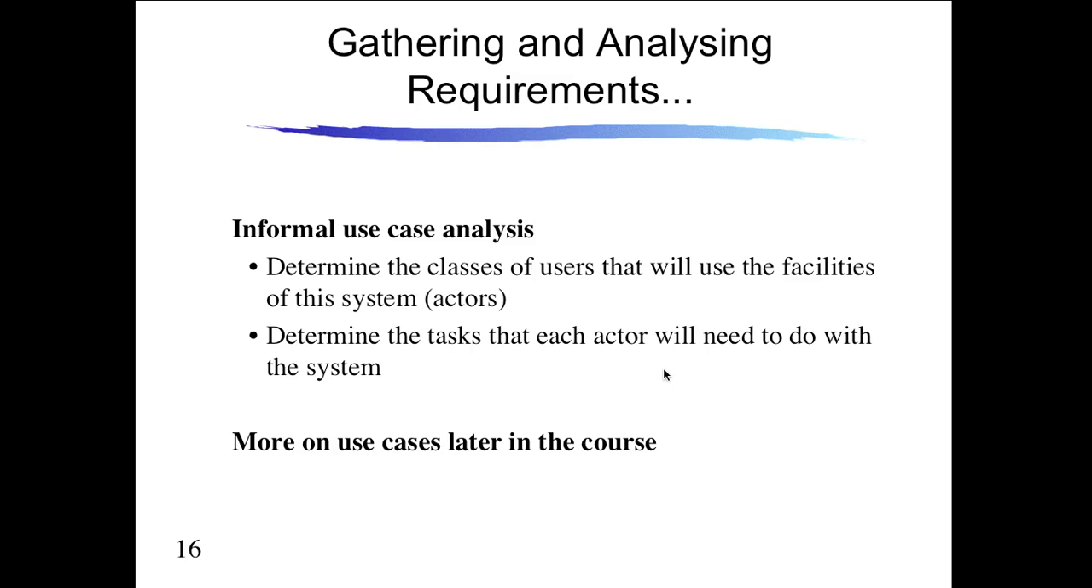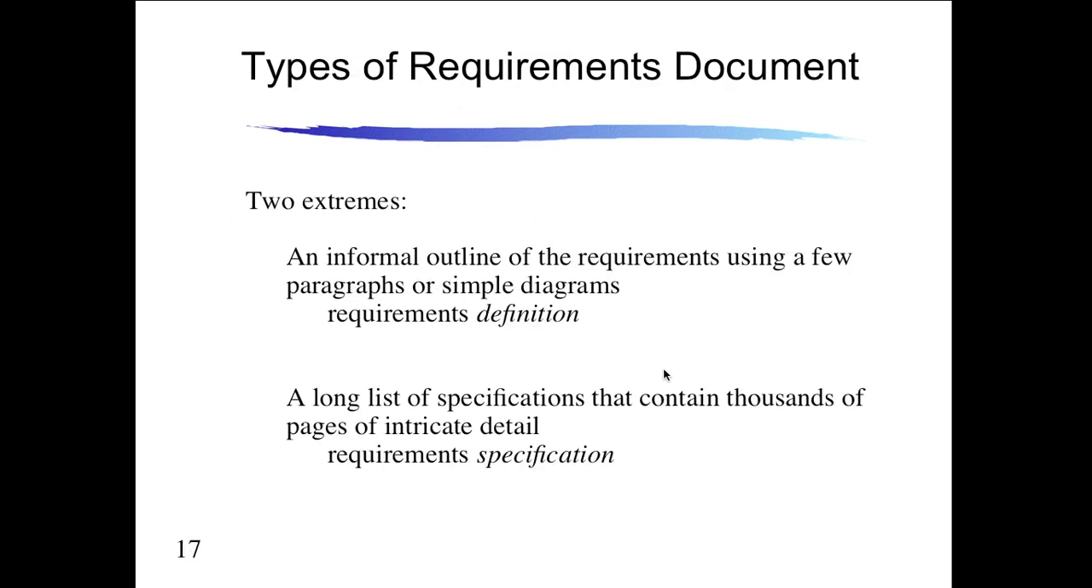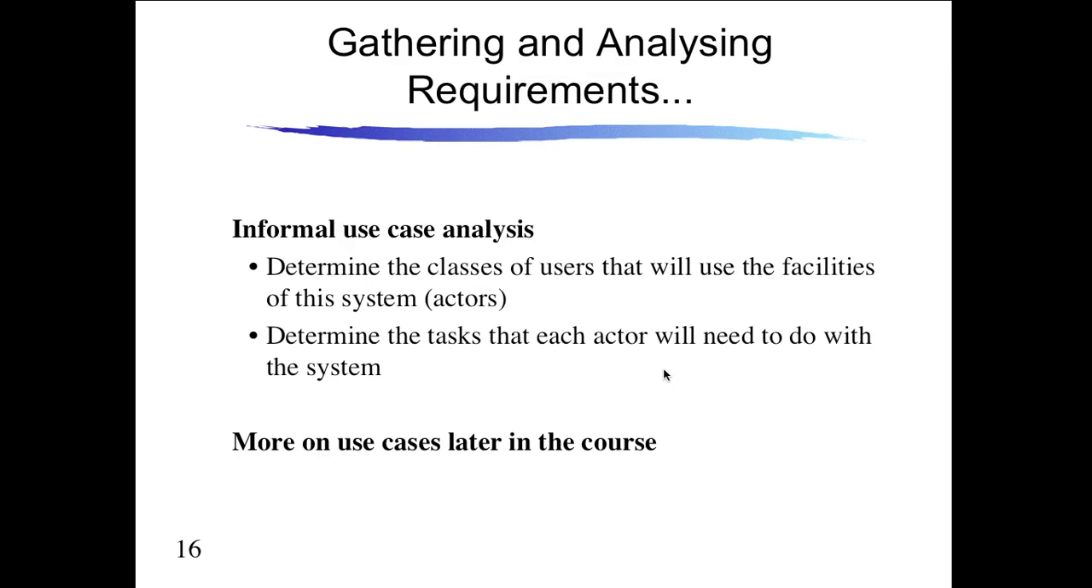So we determine the classes of the users and the actors of the users, and we determine the tasks that the users need to perform to make the system work. And we come up with what's called use case scenarios. I'll have more on that later in the course, but if we do that, then we can actually look at and design the user interface and then build it from a top-down perspective.